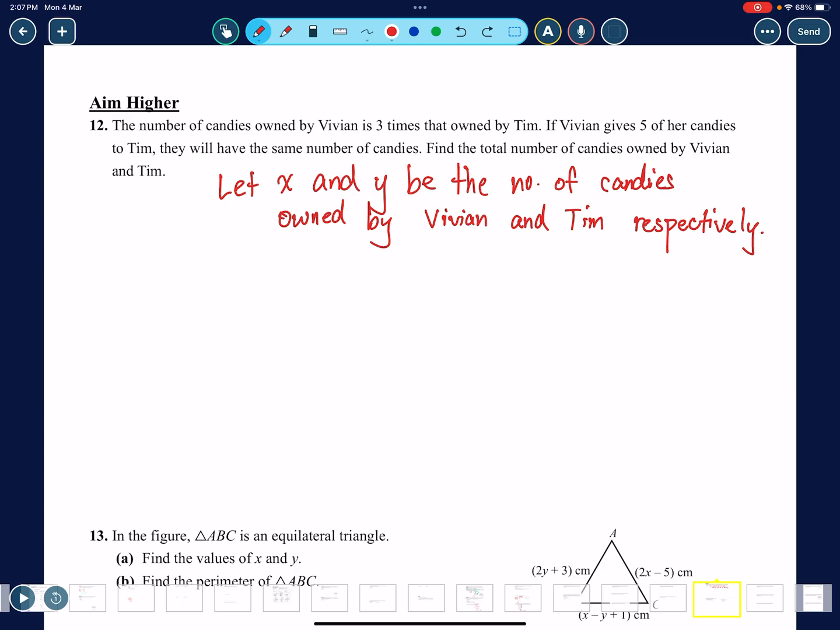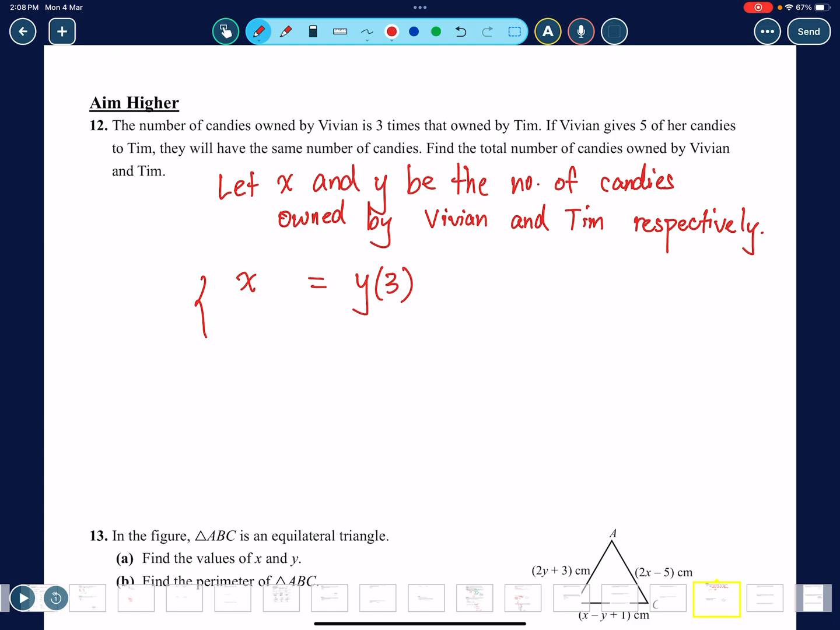Okay, so we can make an equation now. The number of candies owned by Vivian is 3 times that of Tim. So we know that Vivian should have more, right? Vivian is X, Tim is Y. If you want them to be equal, you gotta multiply 3 to the one who's poorer, which is Tim. Tim has less candies, so you gotta times 3 to Tim, so that finally they have an equal amount of candies.